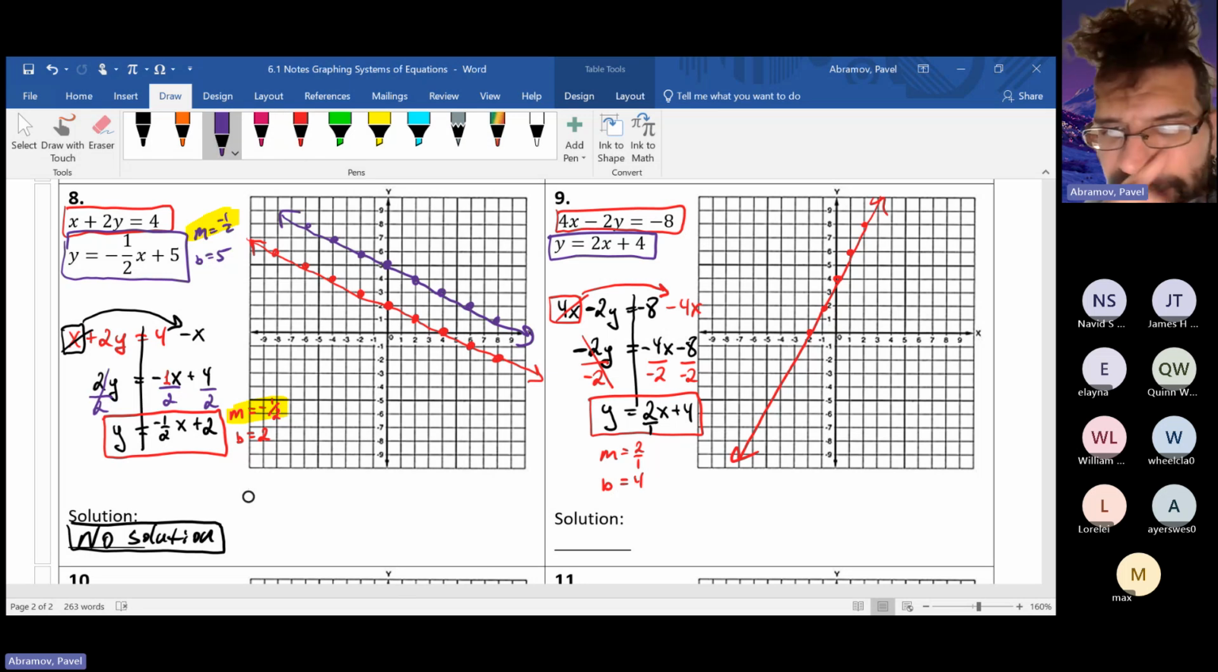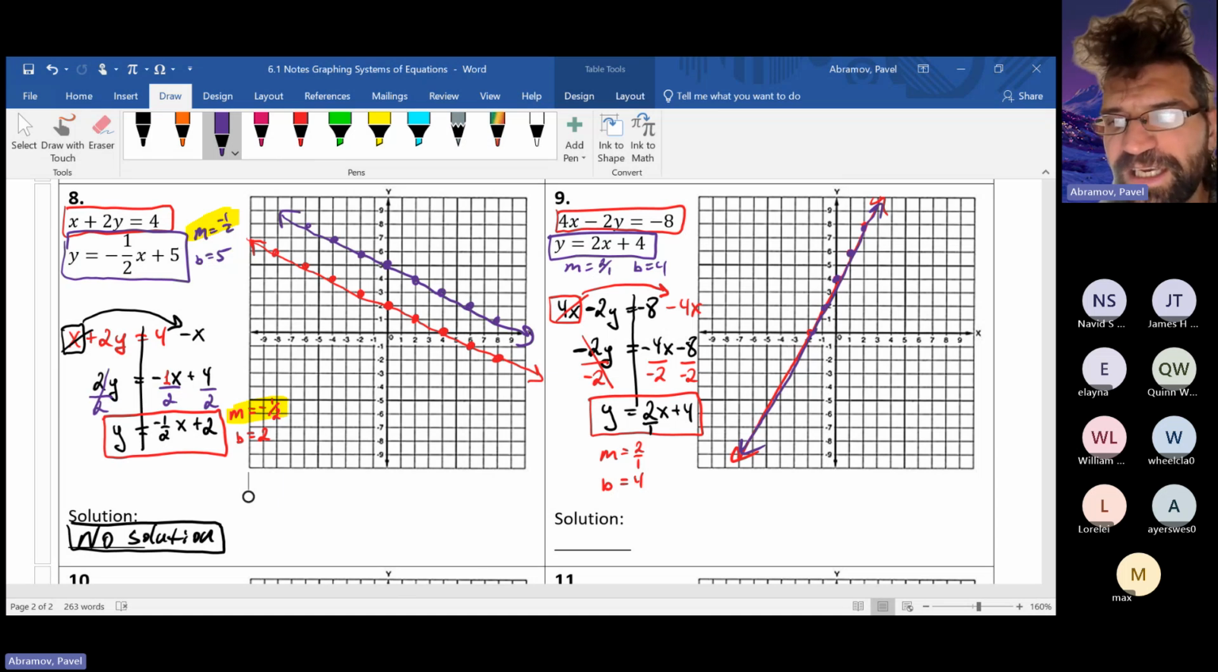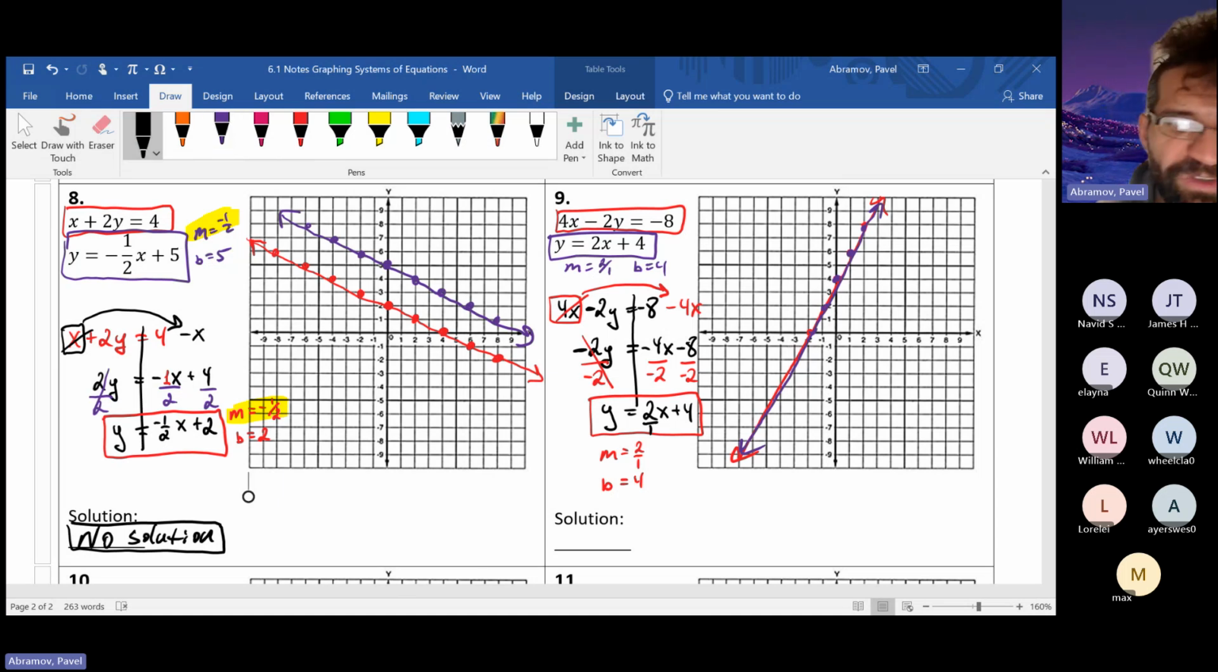But then the purple line is exactly the same. It also starts at 4. And we use the slope 2 over 1. So it lies exactly on top of the red one. So they intersect constantly. They intersect infinitely many times. Therefore, the answer is infinitely many solutions.